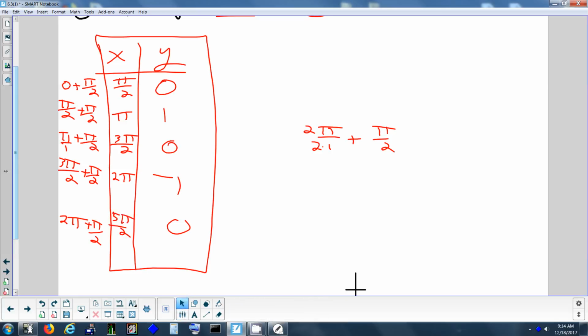So on the test, the way I would grade a problem like this is you get 1 point for each y value, 1 point for each x. So that table would be worth 10 points. Any questions on the table?